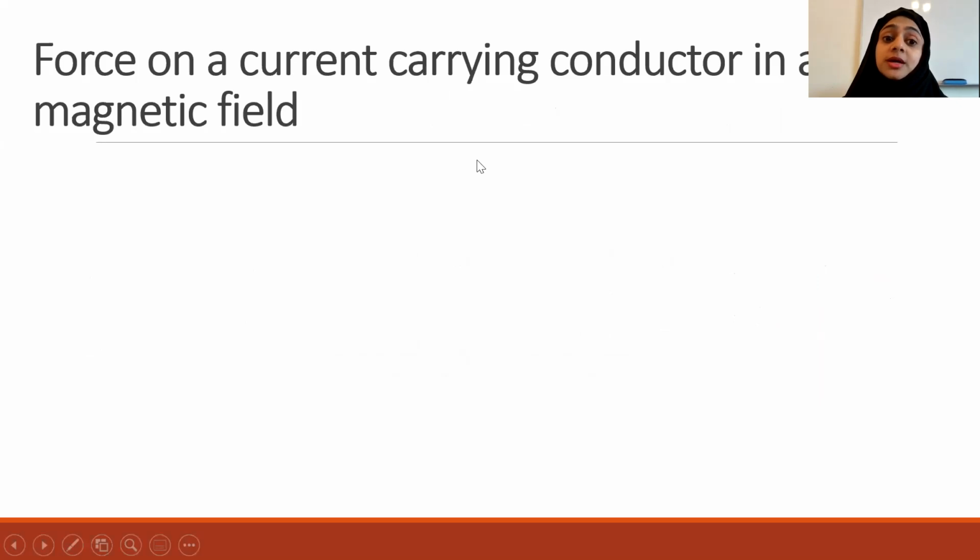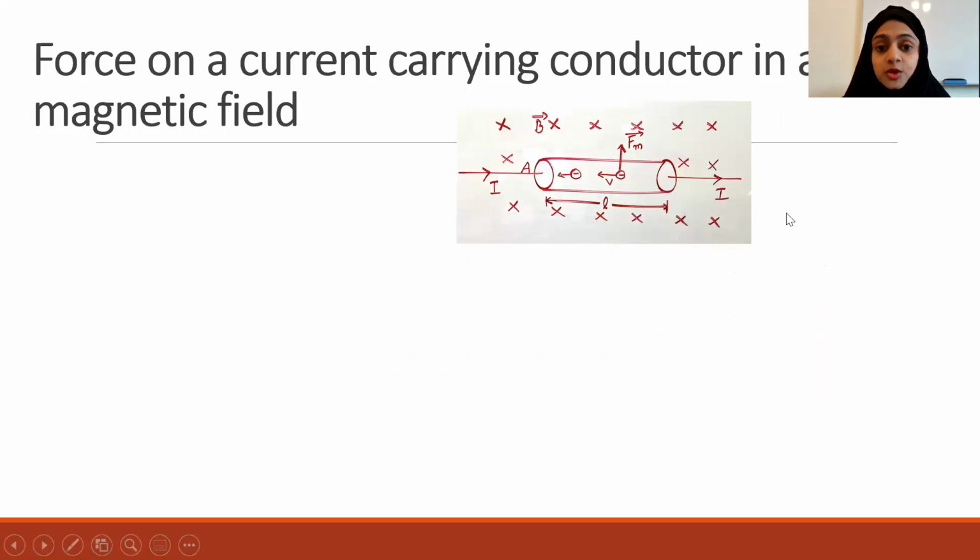Now let us see what will be the force on a current carrying conductor placed in a magnetic field. So this is a simple diagram which shows a current carrying conductor. This is the conductor having area of cross section A and length L, and it is placed in a magnetic field. Here B is shown, and with a cross, what does that mean? What is the direction of the magnetic field? The magnetic field is now directed into the paper or into the screen.